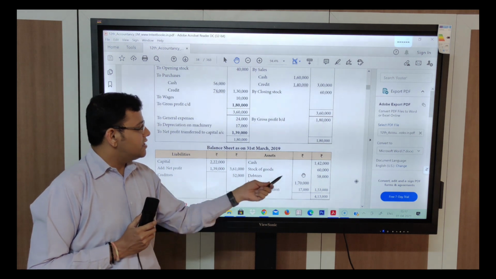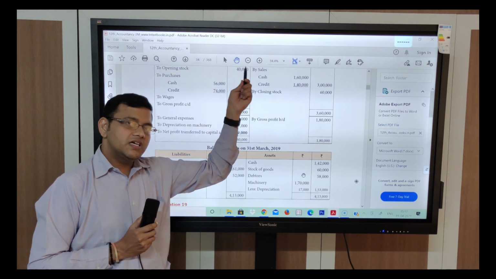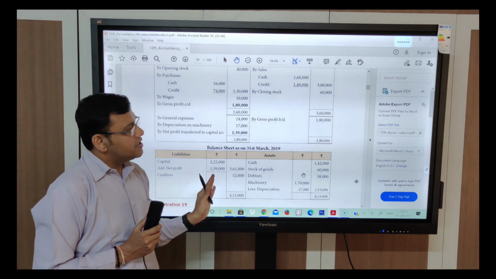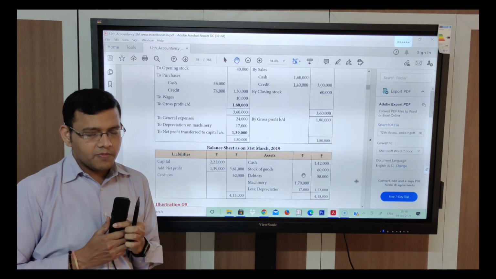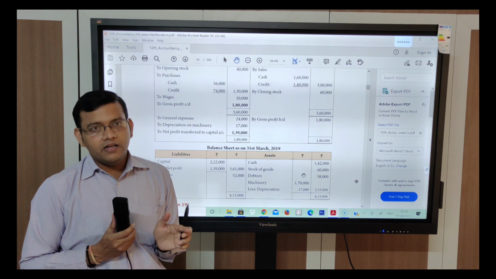So this is one adjustment, and finding out the debtors through the debtors account is another adjustment. Otherwise, the entire problem is the same as the previous problems. Okay, that's how we come to an end of the first chapter.